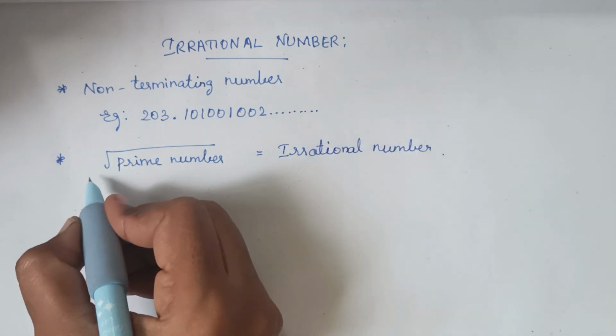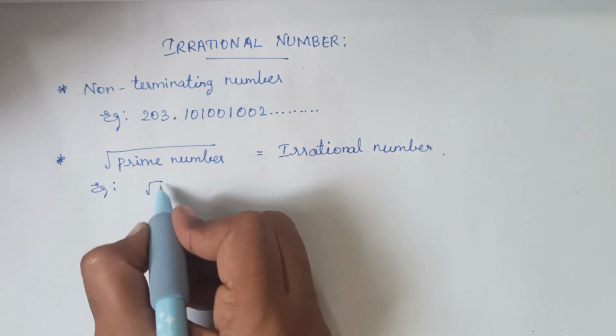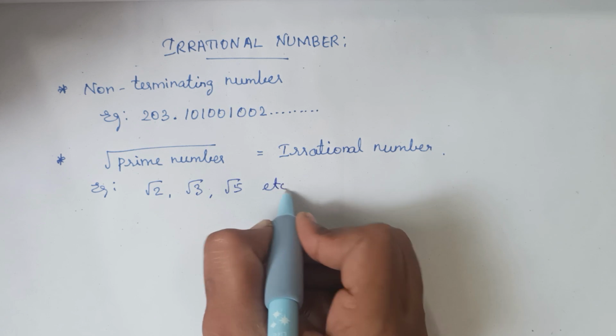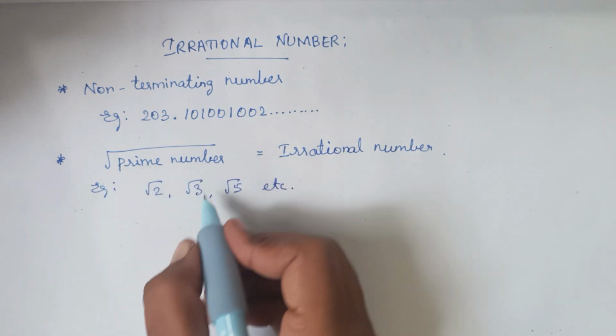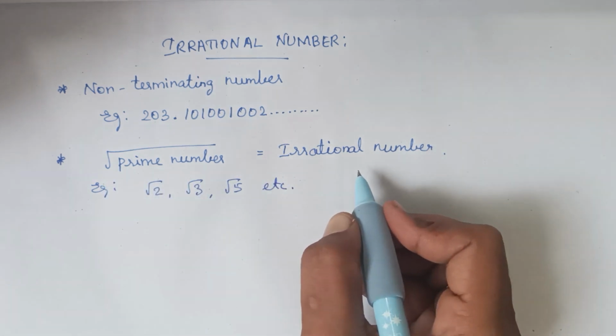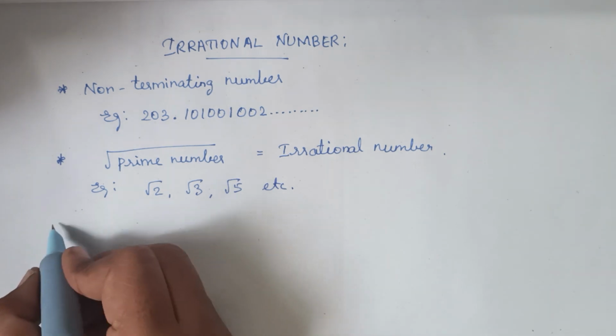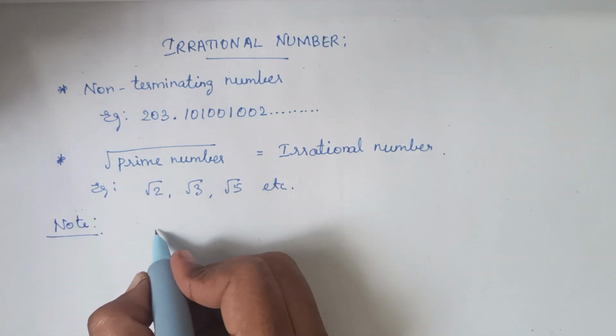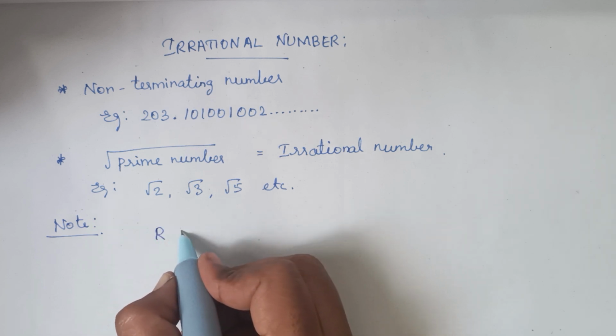Irrational numbers, for example, root 2, root 3 and root 5, etc. So these are considered as irrational numbers. One more note is there, note it down.